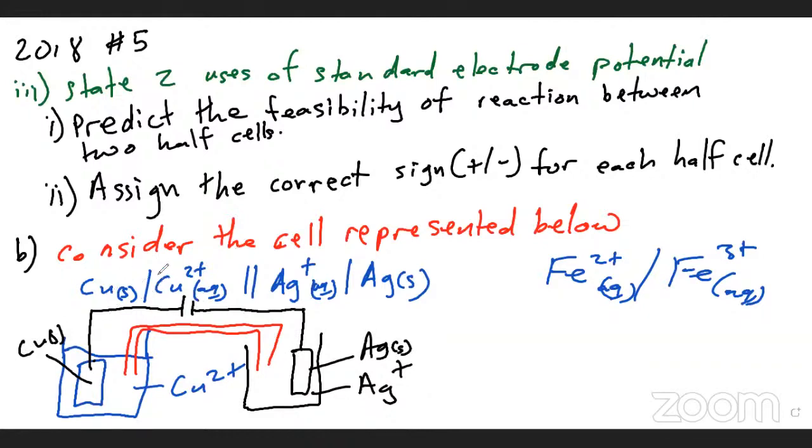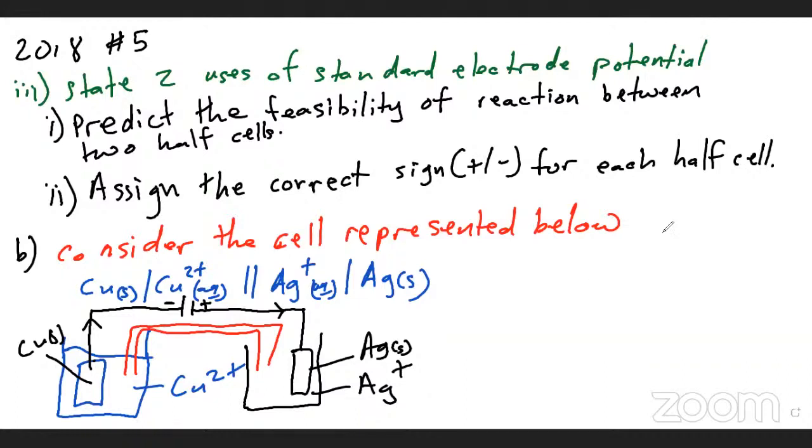So we know that copper is more reactive than silver. So copper is going to be your negative electrode and silver is going to be the positive electrode. So the movement of electrons is from copper over to silver. And you know this from your electrochemical series, but apart from that, they are going to give you the E naught. So the E naught value for copper is 0.34.